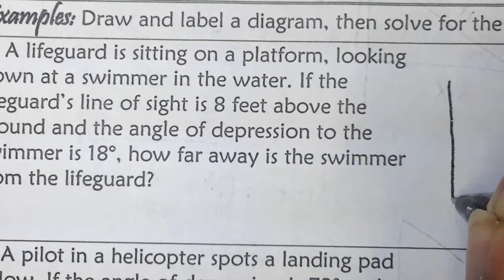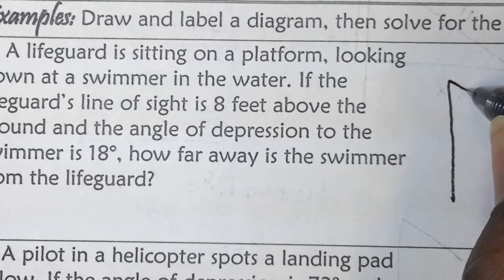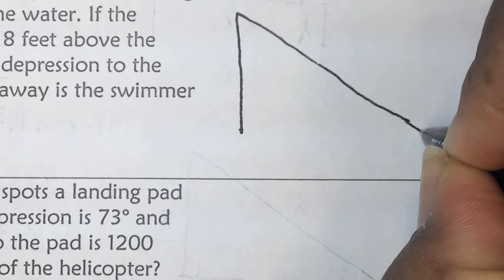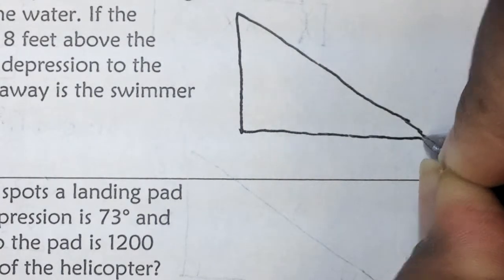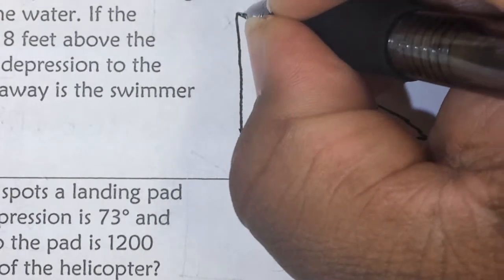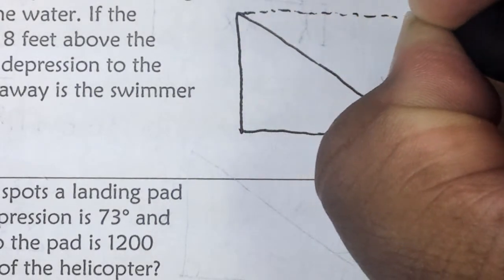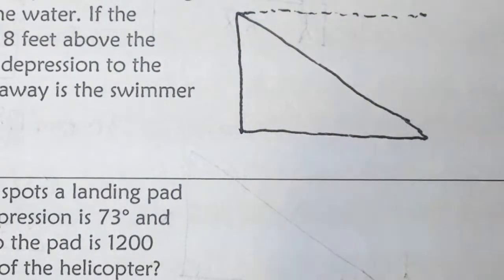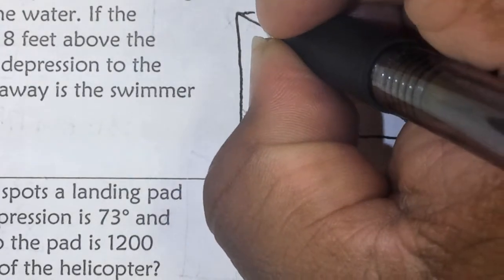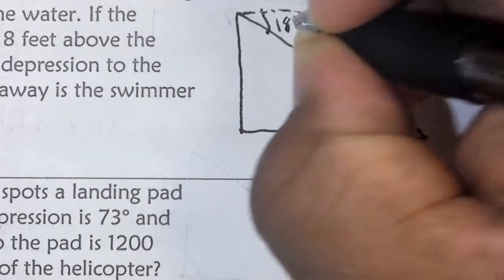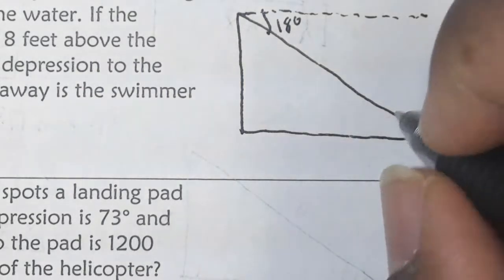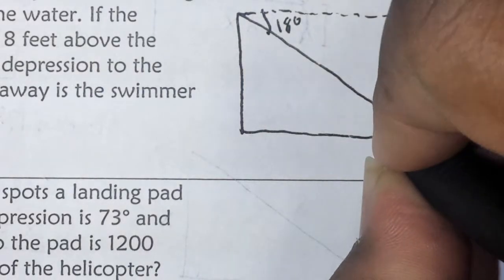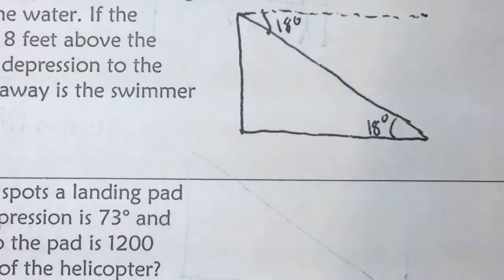I'm just not going to draw no lifeguard. Draw a triangle. Just like the one here, he said. I'm just not going to draw the lifeguard. We're going to draw the swimmer. It's up to you, my friend. You could do whatever you want. Angle of depression is 18 degrees. So for the same reason we just talked about, the angle of elevation inside that triangle will also be 18.